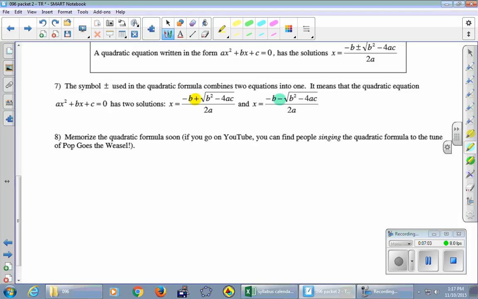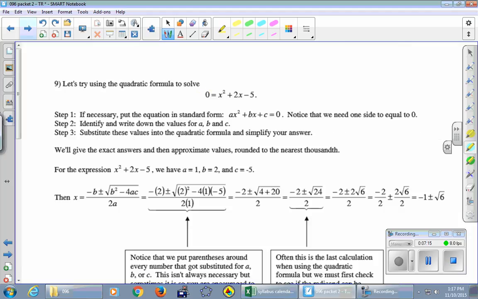Okay, so it says memorize the quadratic formula soon. You don't need to, but it might make it easier to do homework and stuff like that. If you go on YouTube, you can find people singing the quadratic formula to the tune of Pop Goes the Weasel. But what I'm interested in is having us use the quadratic formula. So let's move to the next page.